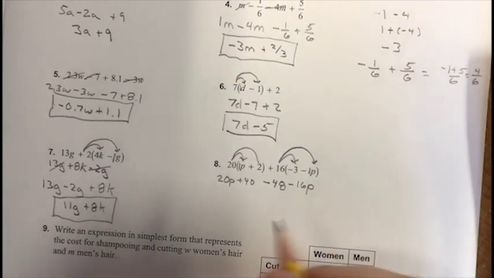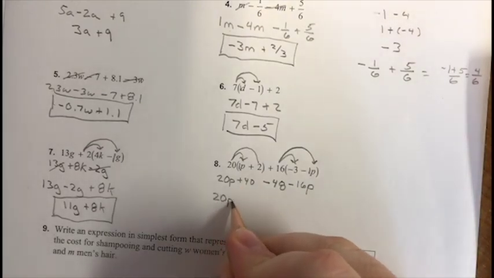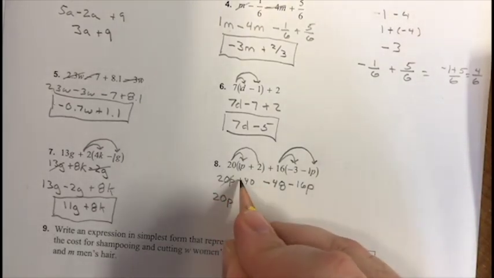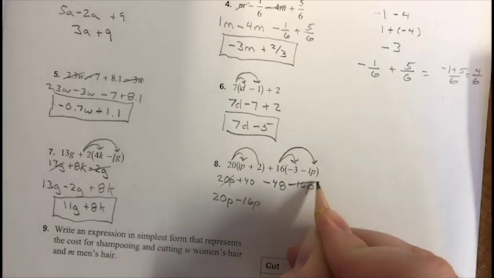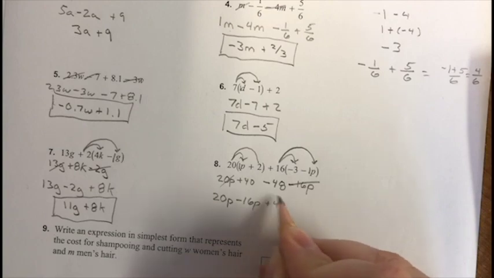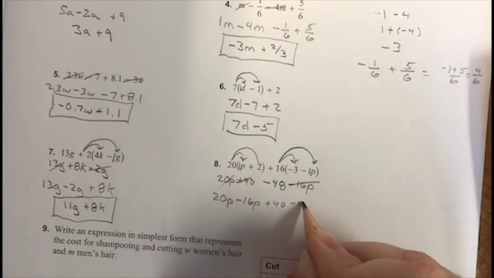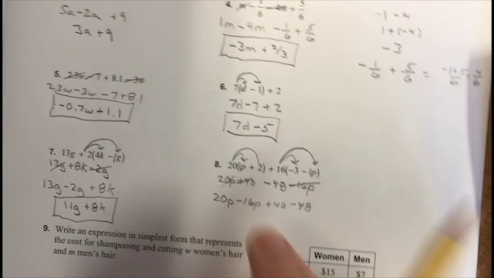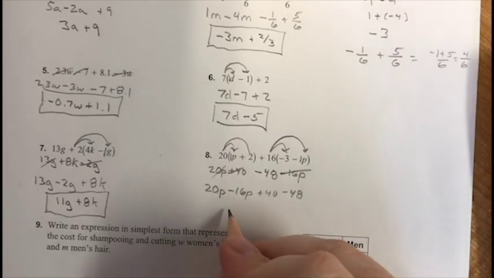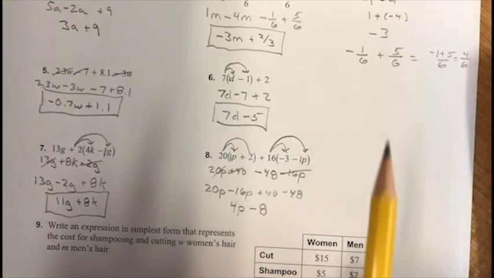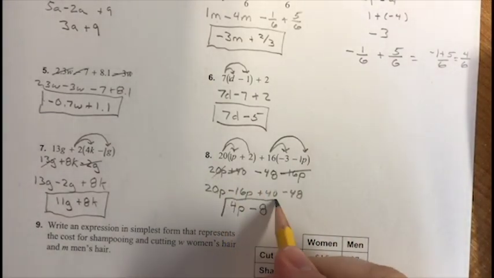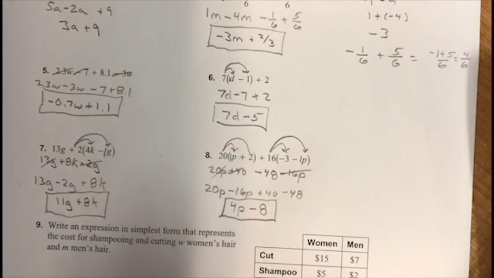Let's get our like terms together. 20p, write that one down. Then minus 16p, wrote that down. Plus 40, wrote that one down. Minus 48. Now let's look at our like terms. 20p minus 16p gives me 4p. 40 minus 48 is going to give me negative 8. I have simplified this expression. It has no like terms and all the parentheses are gone.